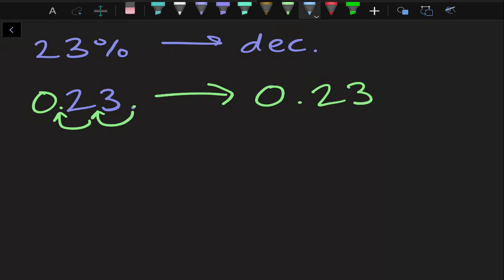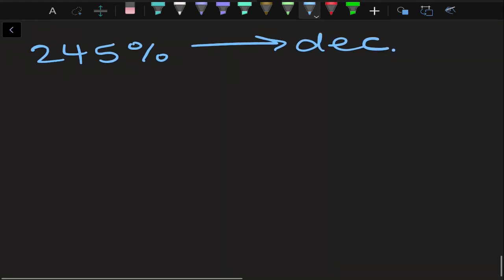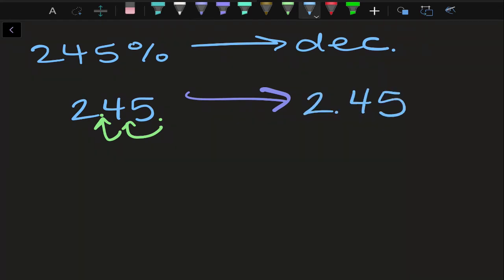And then our last example here is I want 245% turned into a decimal. And again, I'm just going to go about this by moving my decimal 2 spaces to the left, and that gives me an answer, remembering to drop my percent sign, of 2.45. And again, does this make sense?